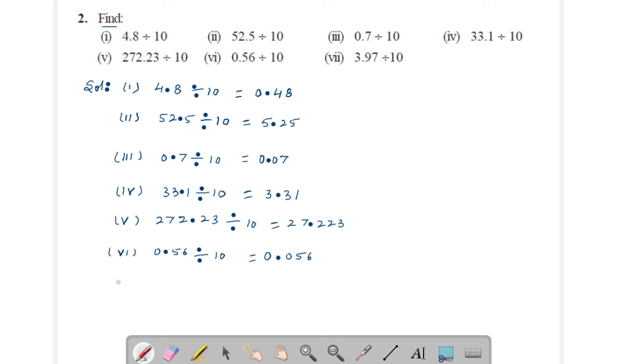Then come to seventh part. It is 3.97 divided by 10. In 10 there is 1 zero, therefore the decimal will shift towards left hand side one digit. Can be written as 0.397.